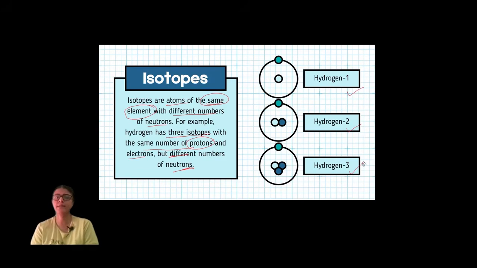In H1, you can see 1 electron is there. Here also 1 electron, the same number of electrons you will find. Okay. And protons, here the light blue color is protons, they are the same. Okay. But these dark blue are the neutrons. You can see a different number of neutrons.